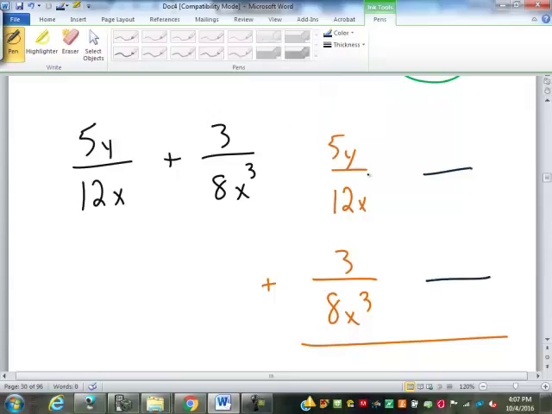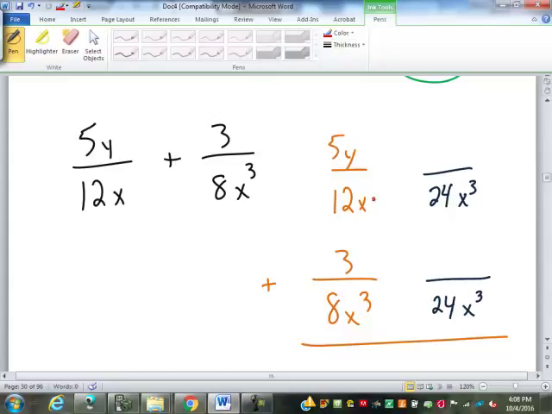For our numbers, 12 and 8, can anybody tell me what the least common multiple or least common denominator will be? 24, good. For the variables, I have x and x to the third. My least common multiple there will be the larger power, so x to the third.